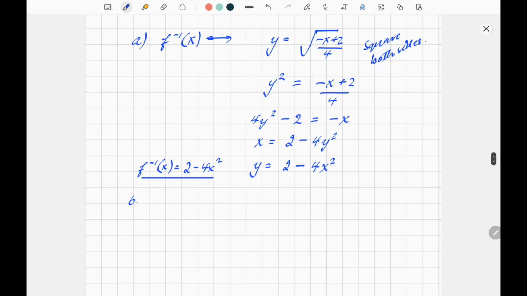And so, part B, again, there's a bit of repetition, and we just want to put 3 into that function. So 2 minus 4. Now watch out, it's got to be 3 squared first. So square the 3 first, then multiply by the 4. All right? So that is actually 2 minus 36. Answer is minus 34.